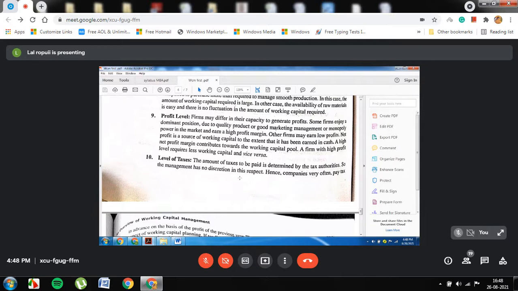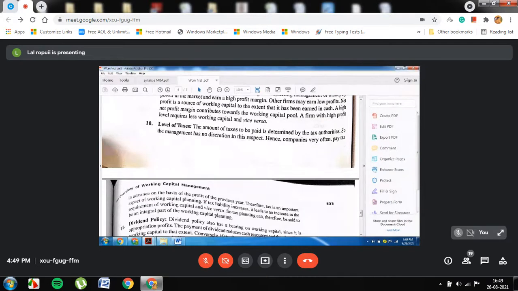If you earn a high profit, then you have working capital in the business. So a firm with a high profit level requires less working capital. Okay, then level of taxes.